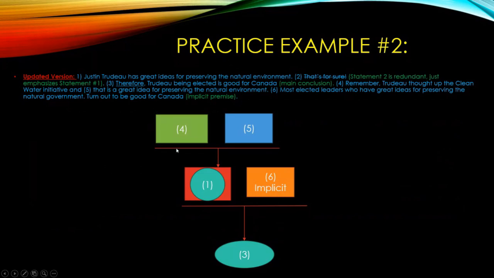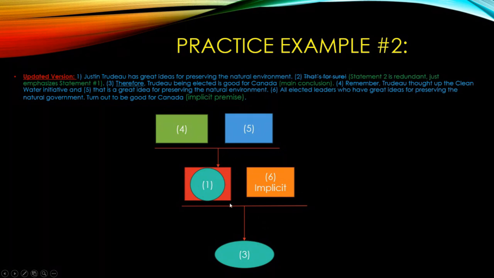So we have our main conclusion, statement 3, Trudeau being elected is good. Here's what we drew in the other diagrams. The implicit premise, statement 6, all elected leaders who have great ideas for preserving the environment are good for Canada. And then we have premise 1, which is Justin Trudeau has great ideas for preserving the natural environment. But whoops, there's a circle here too, because 1 is a sub-conclusion in a sub-argument, as we discovered. So it's a circle within a square for statement 1. And it plays that dual role as a premise in the main argument, right?